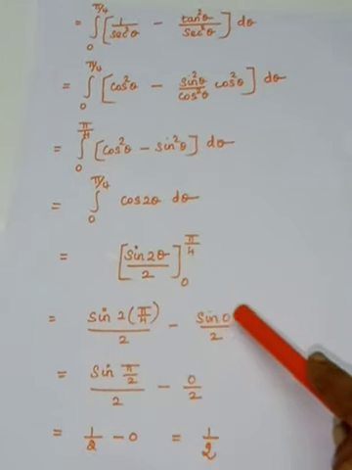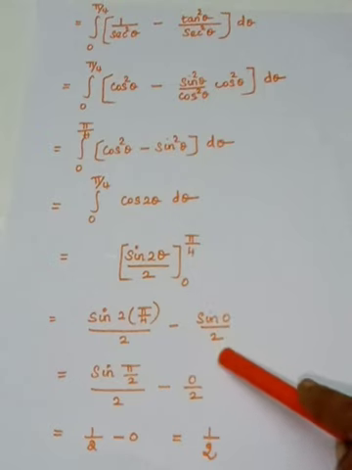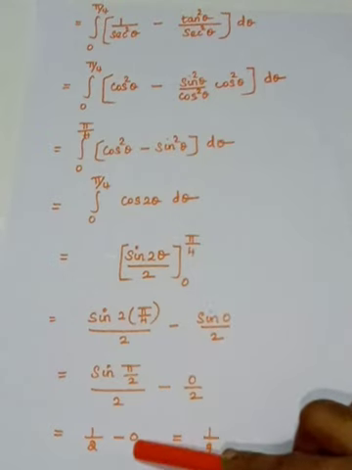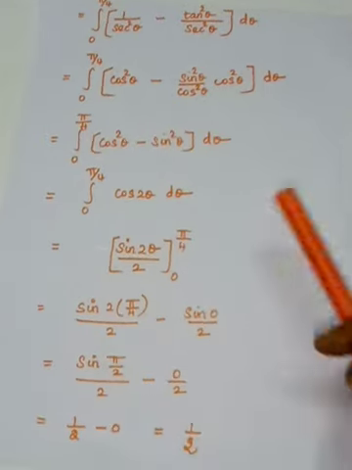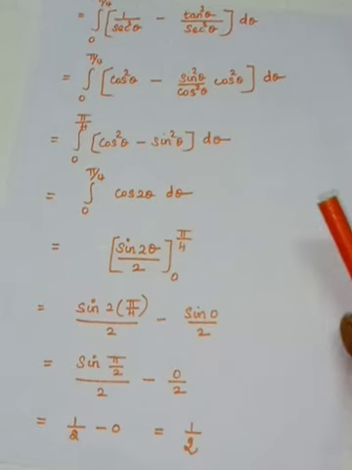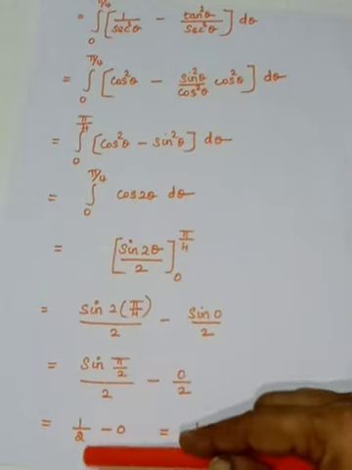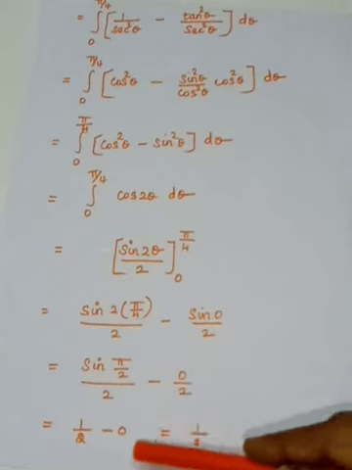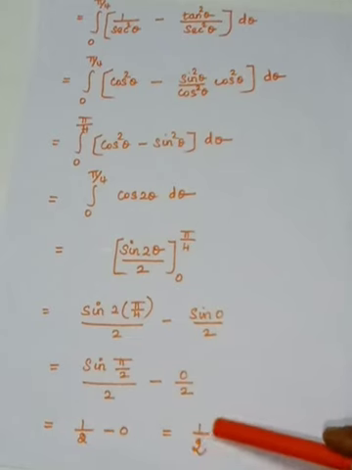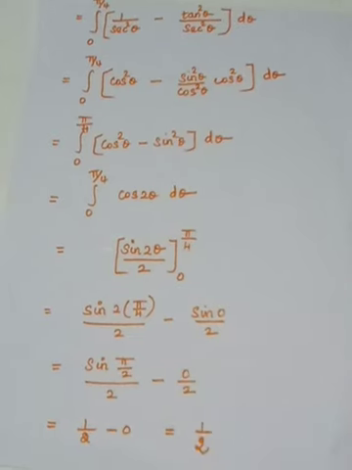Minus, what is sin 0? It is 0, so 0 by 2 is 0. What is sin pi by 2? Sin 90 degrees is 1. So the first term is 1 by 2, minus 0 by 2 which is 0. So the answer is 1 by 2. Okay, thank you students.